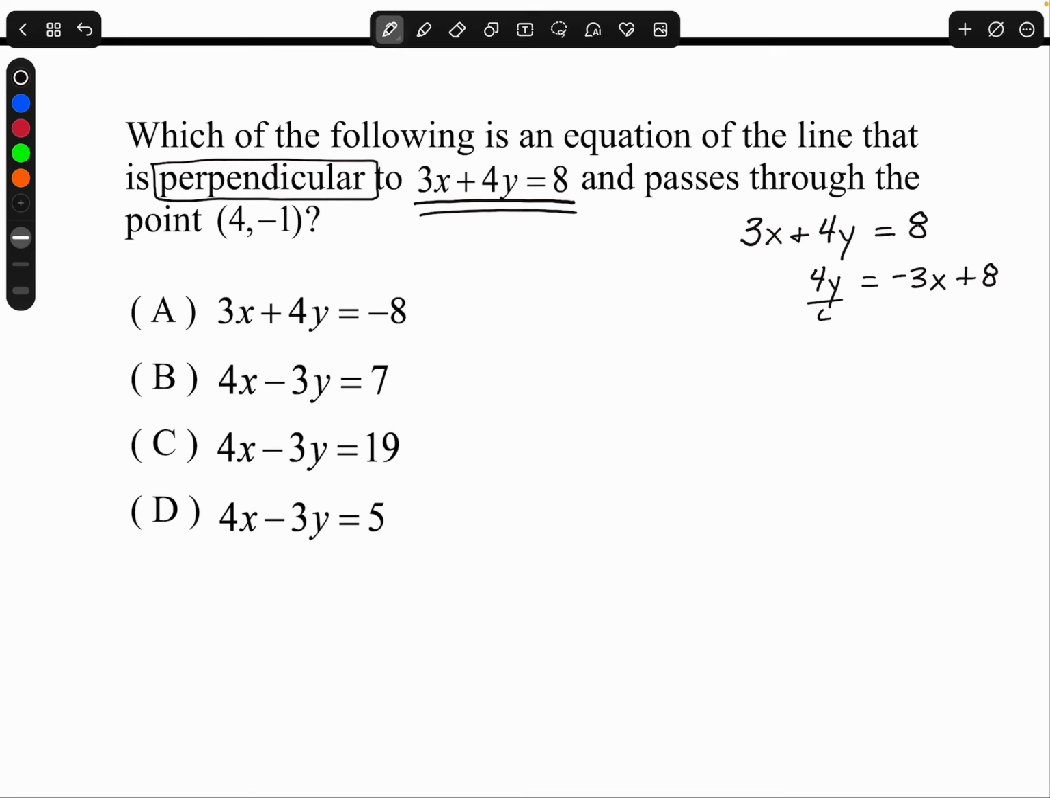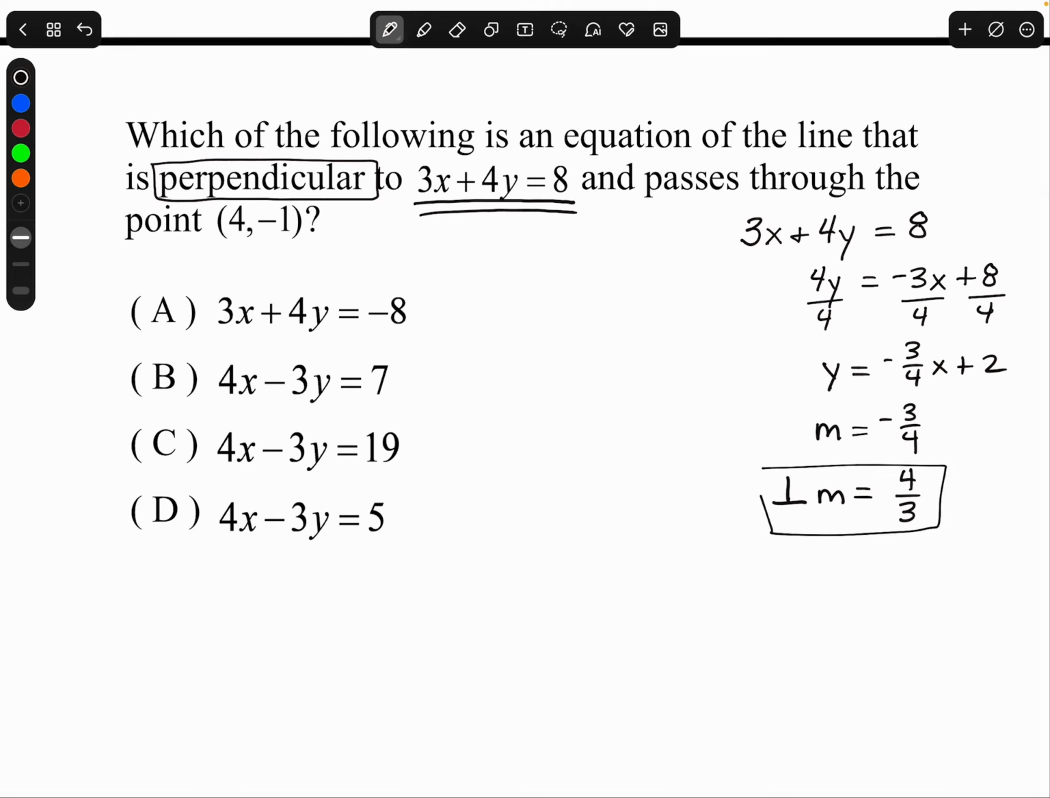I'm going to subtract the 3x. So I have negative 3x plus 8. We'll divide it by 4. We get y is equal to negative 3/4 x plus 2. So if our slope in that line is negative 3/4, then we know our perpendicular slope would have to be a positive 4/3.